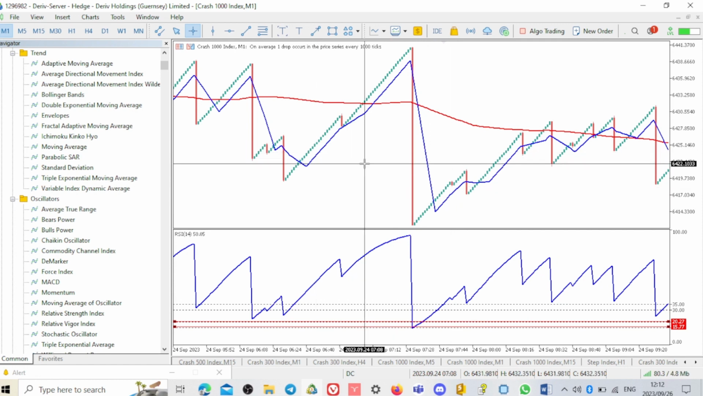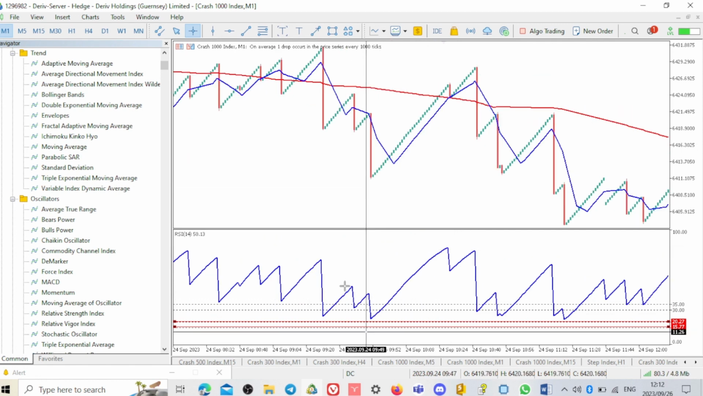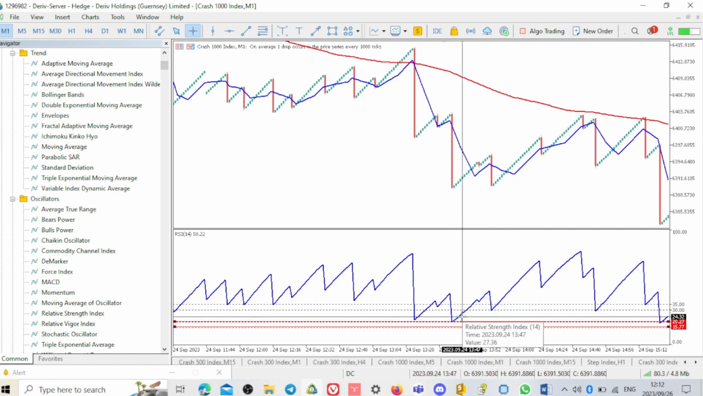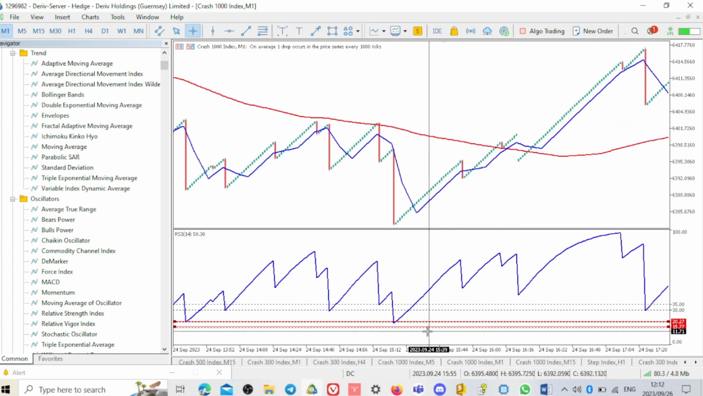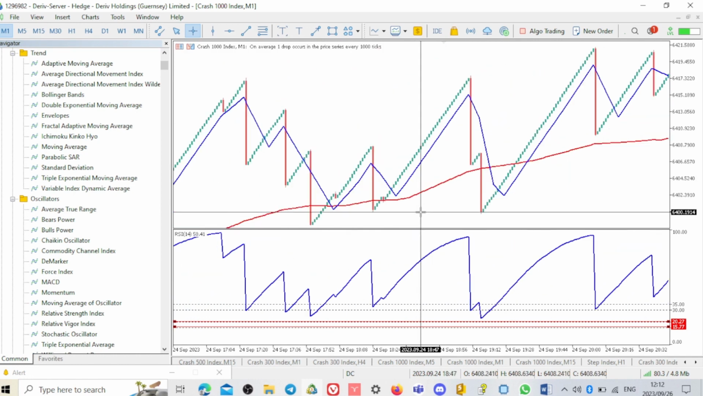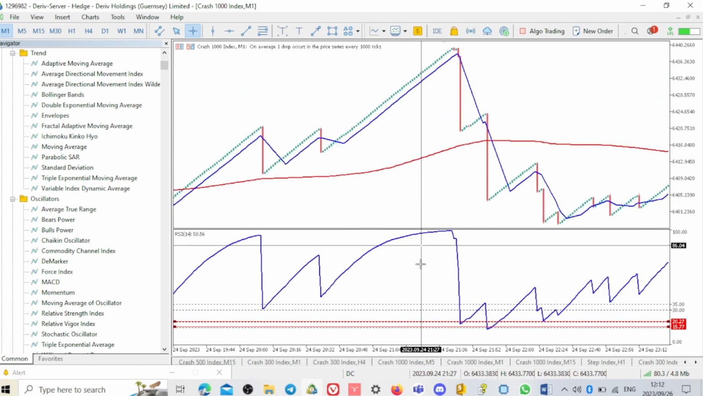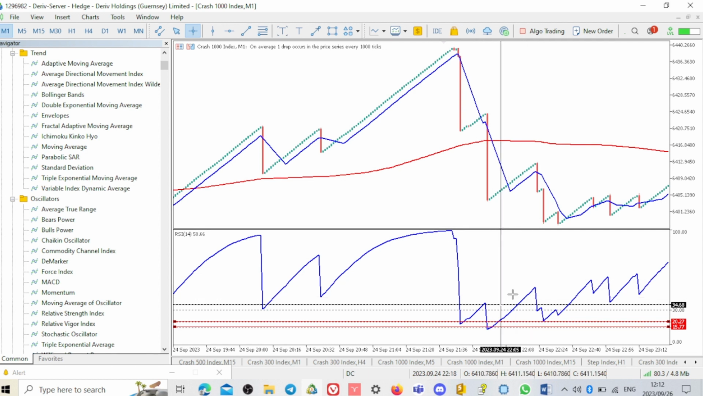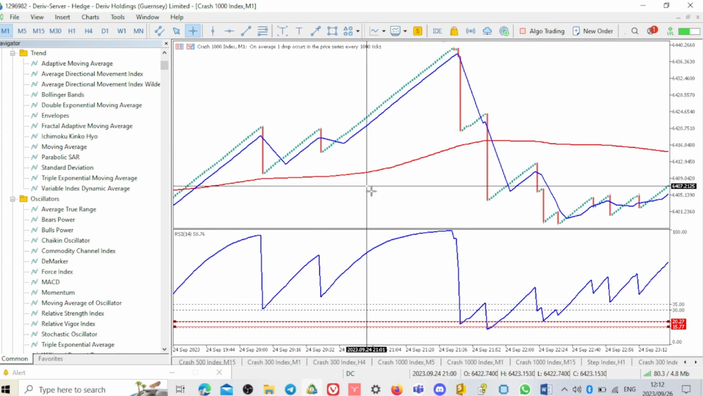So we have multiple examples where this strategy was effective. It was effective in many examples. We can see here price ended in profit. So if you follow what I've given you, you will not be caught by a spike. Okay, so this is it in Crash 1000.